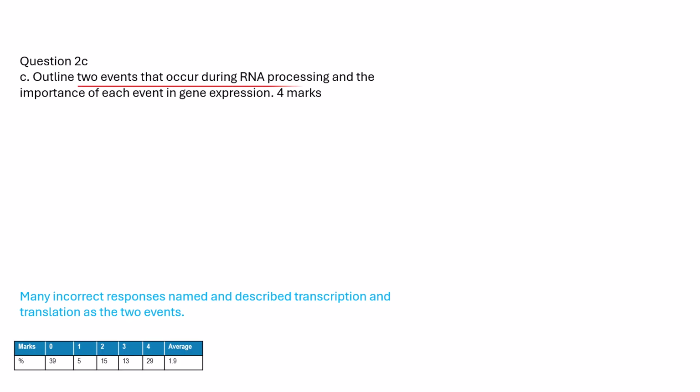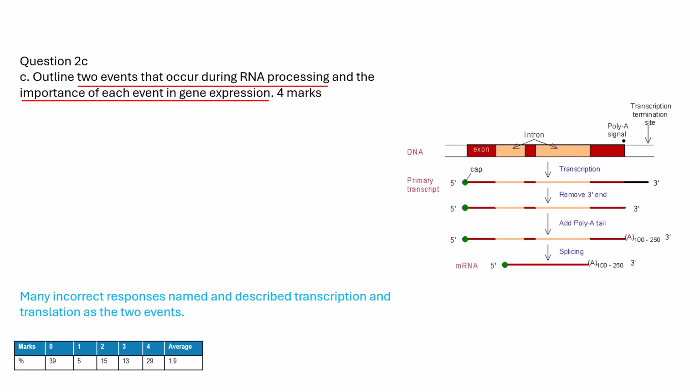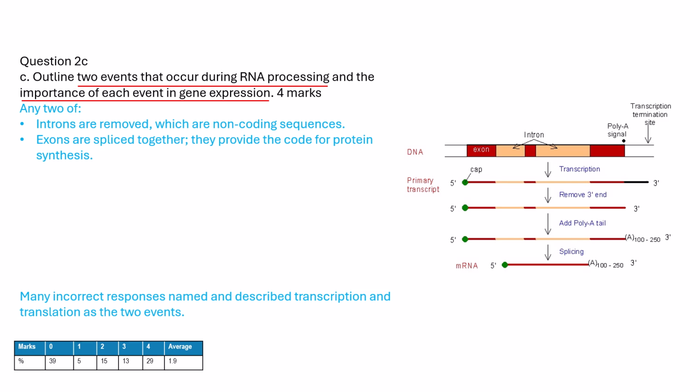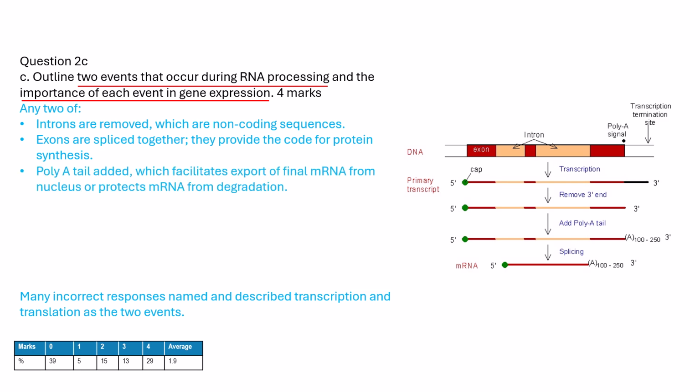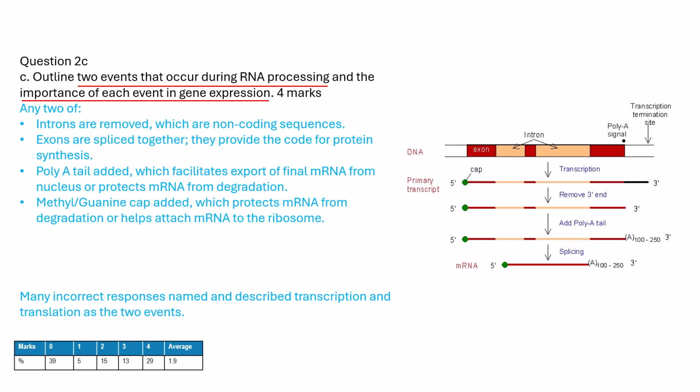Outline 2 events that occur during RNA processing and the importance of each event in gene expression. Introns are removed, which are non-coding sequences. Exons are spliced together, they provide the code for protein synthesis. Poly-A tail is added, which facilitates the export of final mRNA from the nucleus, or protects mRNA from degradation. Methyl or guanine cap added, which protects mRNA from degradation, or helps attach mRNA to the ribosome.